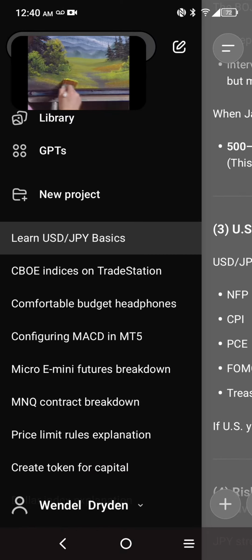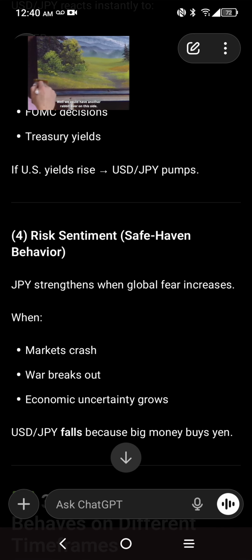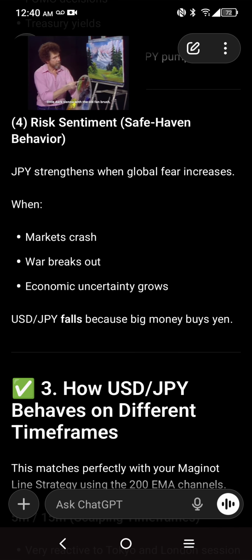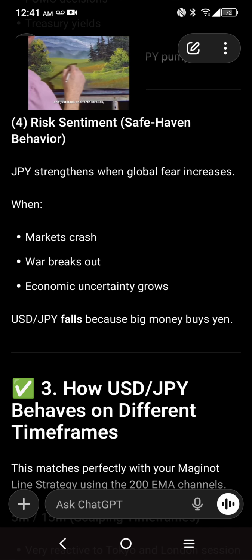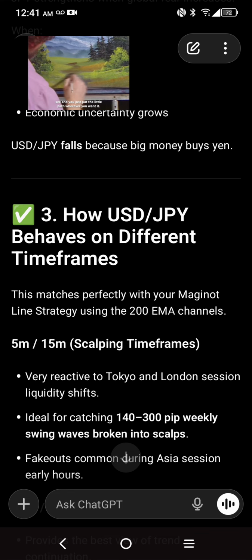Okay. So let's go back. Four, risk sentiment, safe haven behavior. JPY strengthens when global fear increases. Like I said earlier, JPY strengthens when global fear increases. When markets crash, war breaks out, economic uncertainty grows, US dollar yen falls because big money buys yen. Okay? That's self-explanatory.